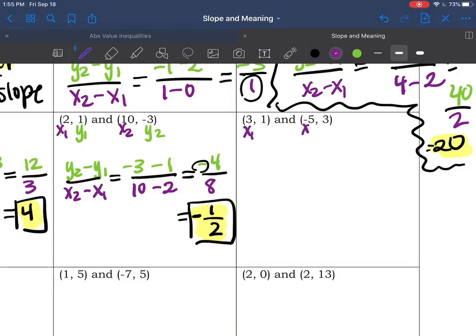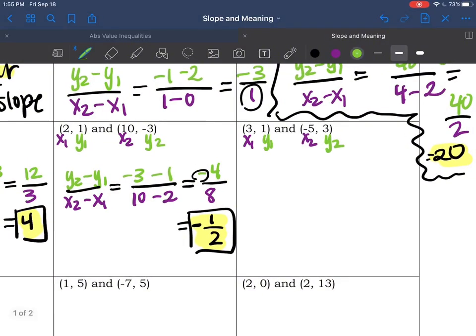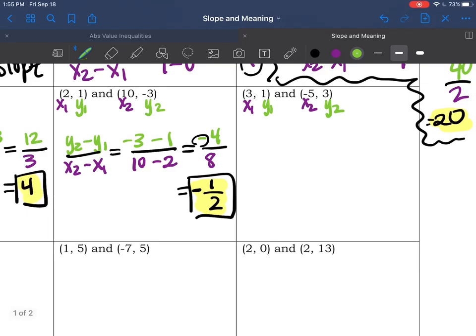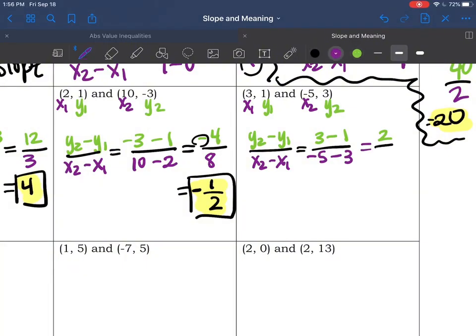Okay, so x1, x2, y1, y2, and stick around because these examples get harder. So I'm going to try and hurry through the easier ones. Okay, so y2 minus y1 over x2 minus x1. Okay, on top, 2, bottom, -8, simplifies to 1 over 4. There's one negative, so make sure you write it.